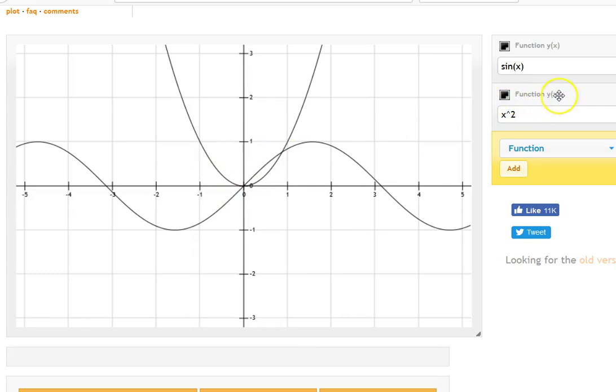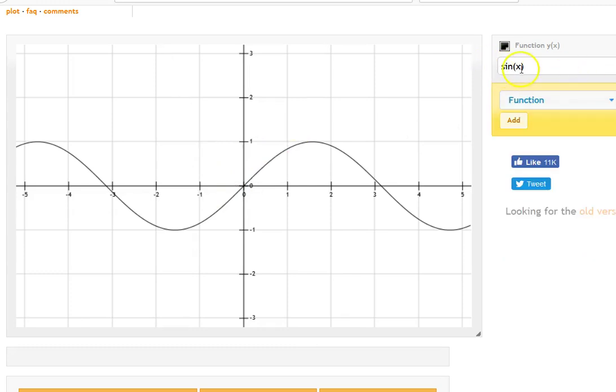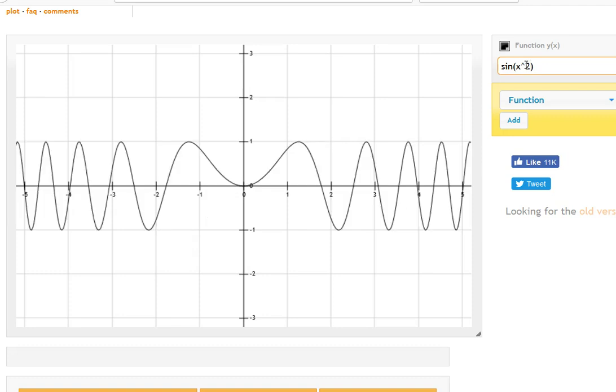It's much easier to think about the function itself. So let's just go back. We're going to call this sine of x squared. Now, let's take a look at what happens there. Boom. Oh my God, it looks so weird. But a lot of it makes sense.